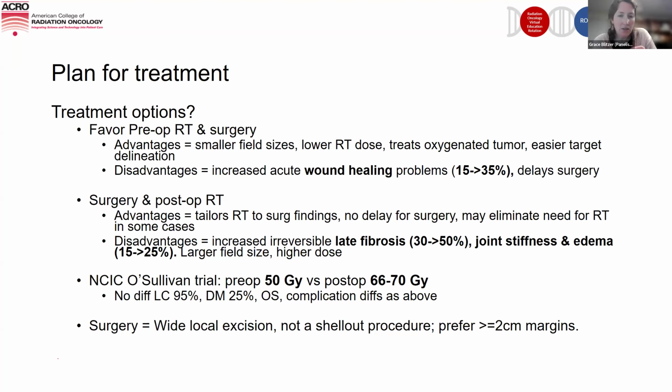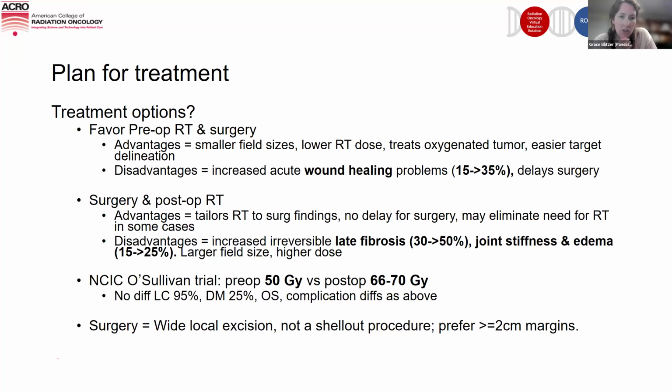And then the disadvantage is there is some increased acute wound healing problems, we'll look at this in the next slide, but the big Canadian study that looked at this did show worse wound healing acutely, which makes sense, right? If you're doing neoadjuvant radiation versus adjuvant, you'll have a little bit more wound complications. But long-term, folks do better, and we'll go over all that data.